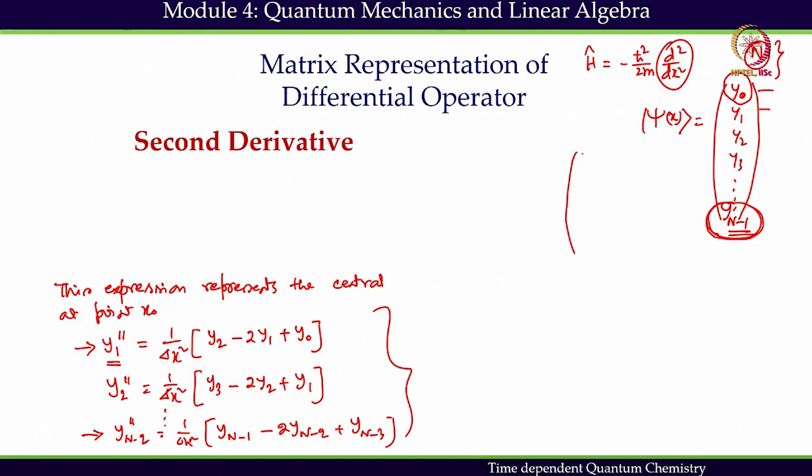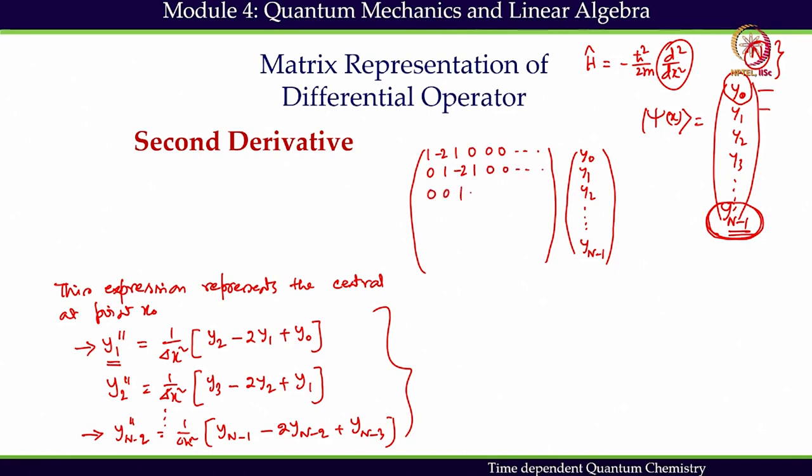So I have the wave function as y0, y1, y2, like this, y n minus 1. This is my wave function. On this wave function, this operator is acting, and this operator can be represented as 1, minus 2, 1, 0, 0, 0, then 0, 1, minus 2, 1, 0, 0, then 0, 0, 1, minus 2, 1, 0, like this, and we can continue this. And finally, I'll have here 1, minus 2, 1, like this.